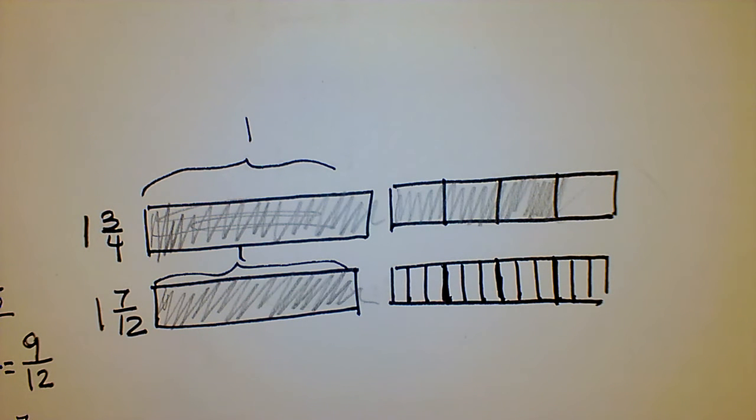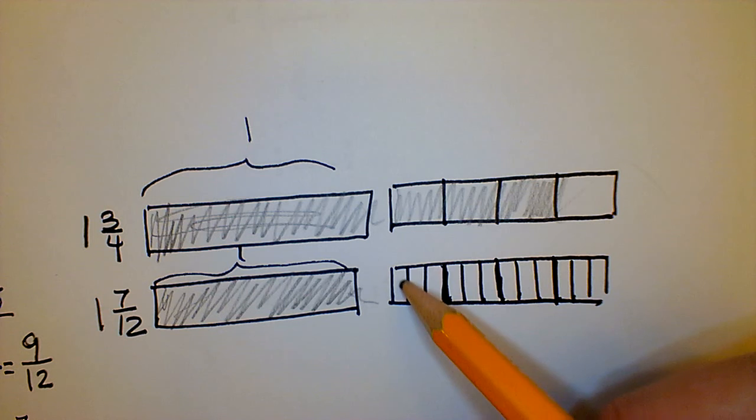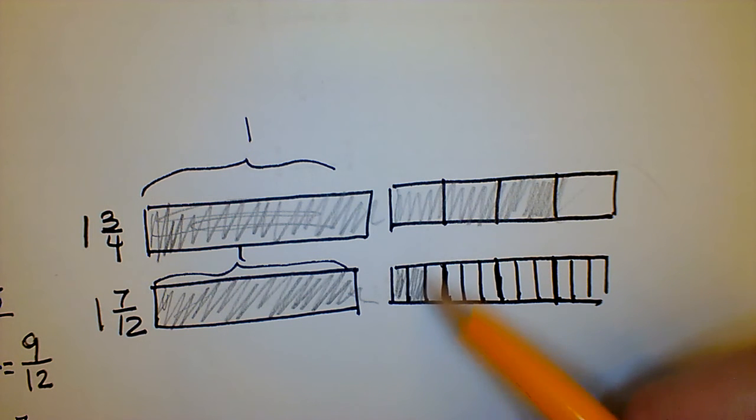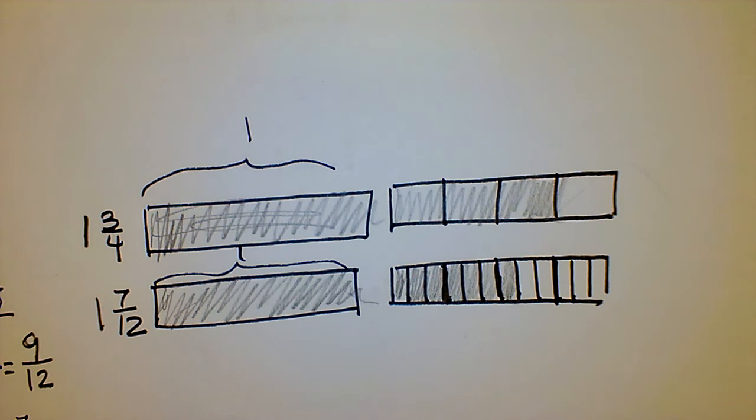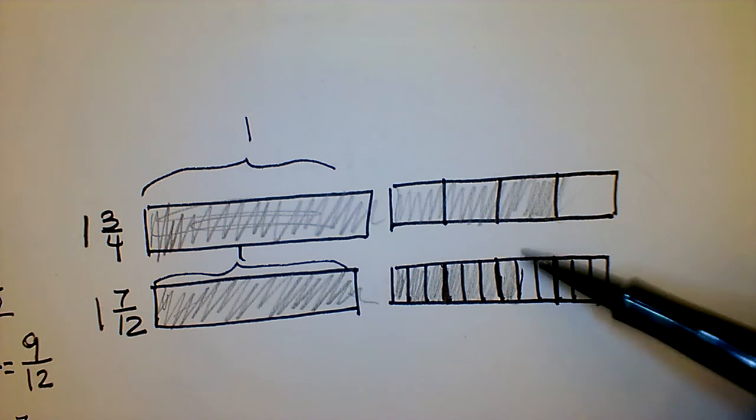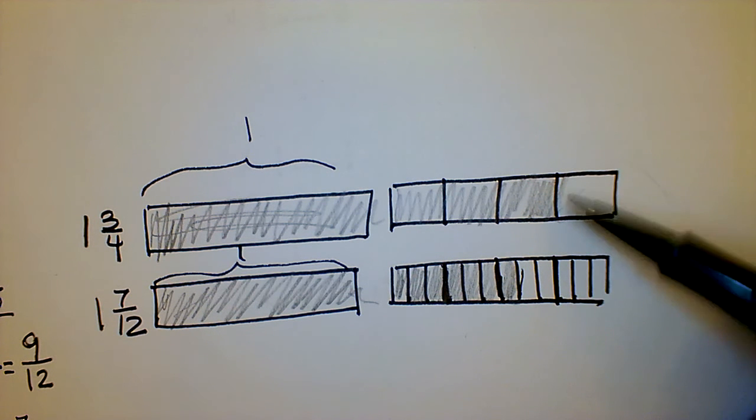And then I need to shade in 7 of those because it's 1 and 7/12. So we have 1, and here come our 7/12. So I have 1, 2, 3, 4, 5, 6, 7. And now you can clearly see that the 7/12 ends there, whereas 3/4 is here.